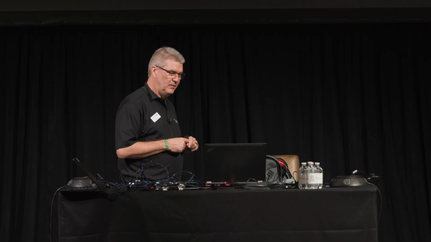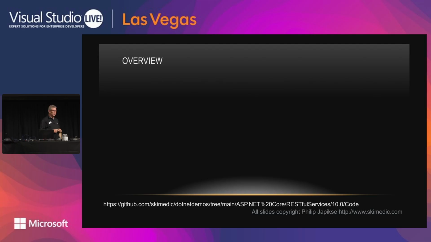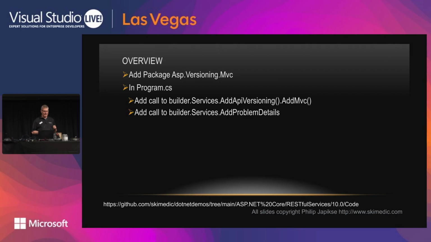That's just my opinion. So how do we version a web service? It's actually very, very easy. We add in the package asp.versioning.mvc. Now, this is a new package that came out with .NET 8. There was a previous package, I think it was Microsoft.AspNetCore.Mvc.Versioning or something like that. This is a relatively new package, right? So in our program.cs, in our configure services section of the program.cs, that's the part before you build the web app, you're going to call builder.Services.AddApiVersioning.AddMvc.